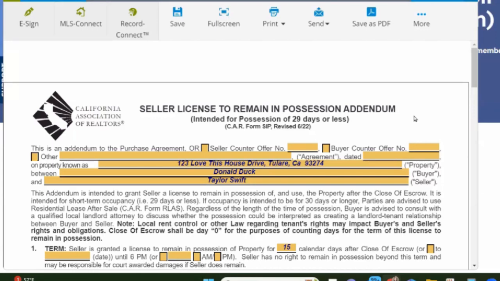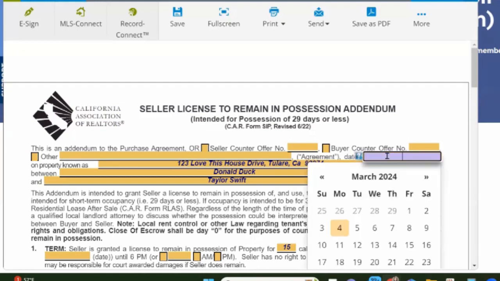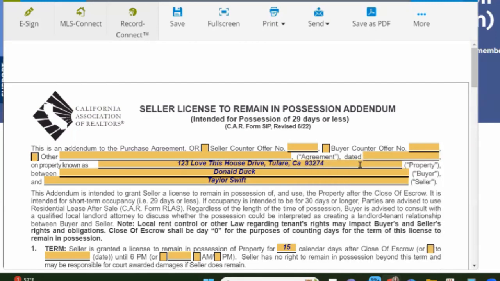Sure. Thank you. So here where we say dated, this is going to be the date of the purchase agreement, not the date that the purchase agreement was signed. At the very top of the purchase agreement, it says date filled out. So that's the date. Maybe we're 5 days after the offer has been received and we're doing a counter offer. We're not putting today's date. We're putting the date that the RPA was originally filled out.